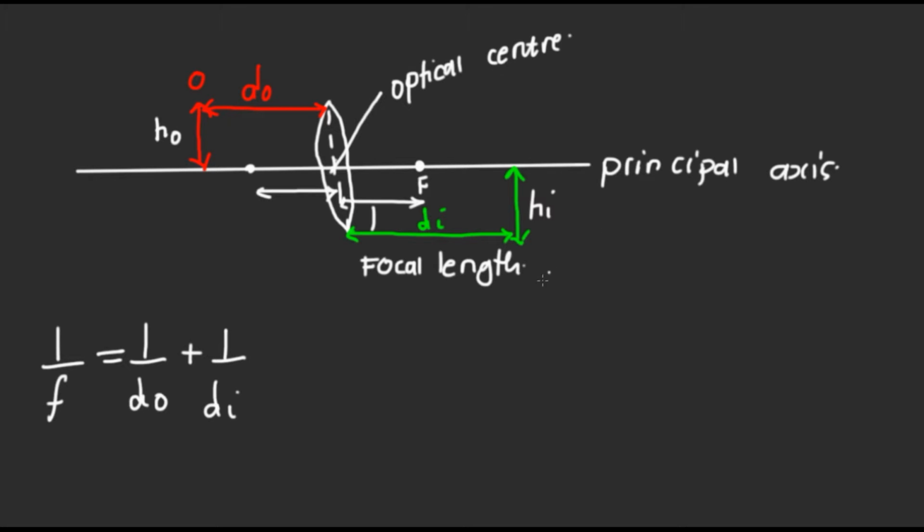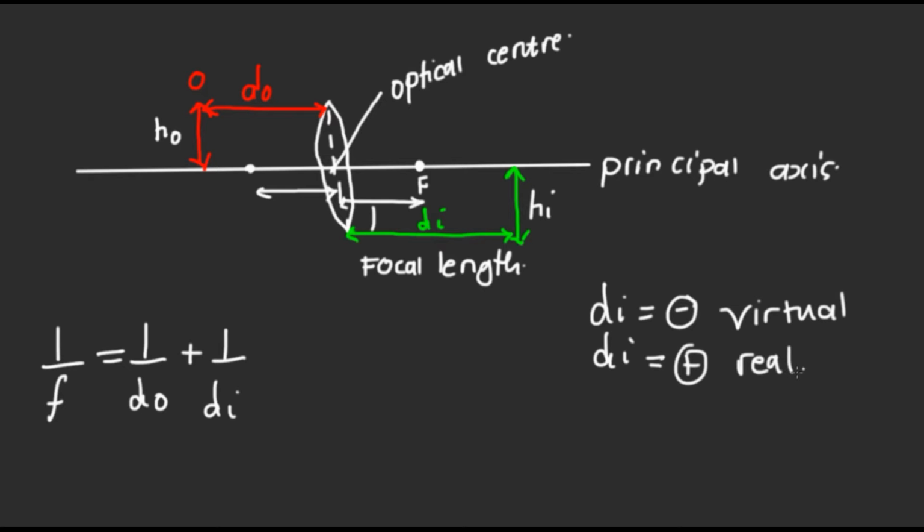Let's first begin with if the distance of an image is negative. If you calculate and find the distance of an image to be negative, then you can conclude that the image is virtual. Virtual simply means not real. If the distance of an image is positive, then you are dealing with a real image. Apart from that, we can also look at the height of an image.